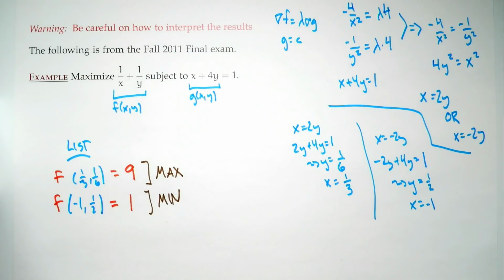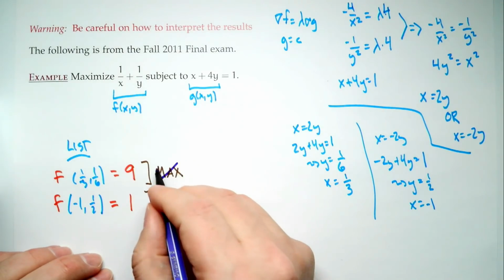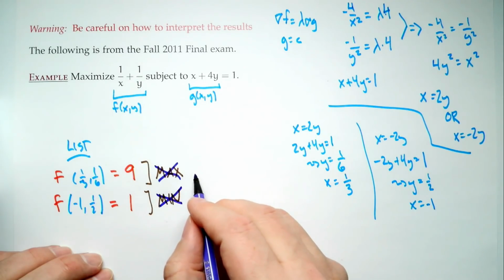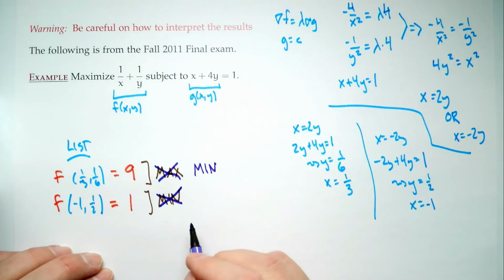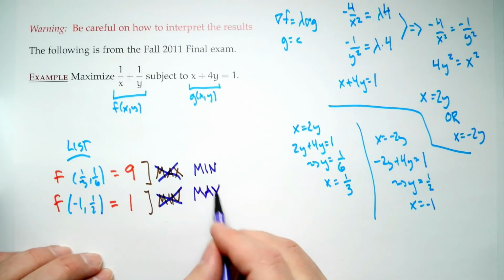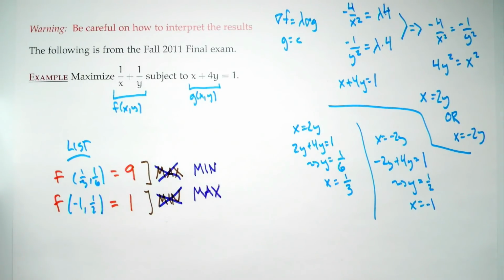Now you're probably thinking, no, I'm pretty sure 9 is bigger than 1. I learned that a long time ago. It turns out that this problem had to be written in haste, and they didn't check what was going on. 9 is not a maximum, it's actually a minimum. And 1 is not a minimum, it's actually a maximum. Now you're probably like, no, that's not how numbers work. Okay, so let me explain why you have to be careful.